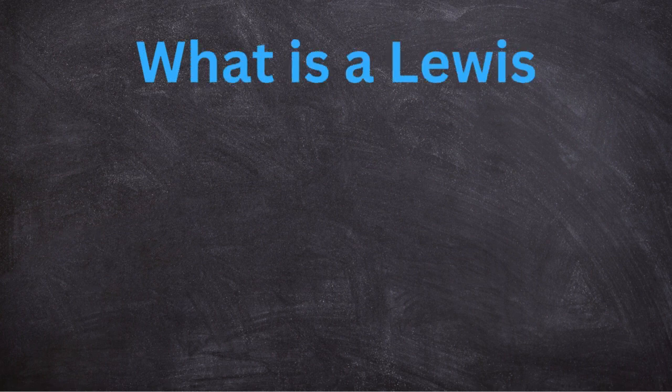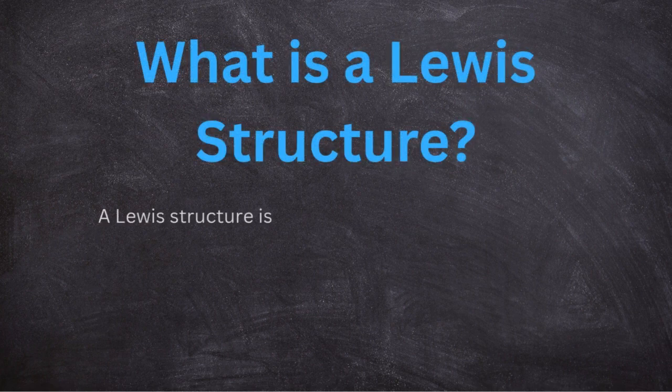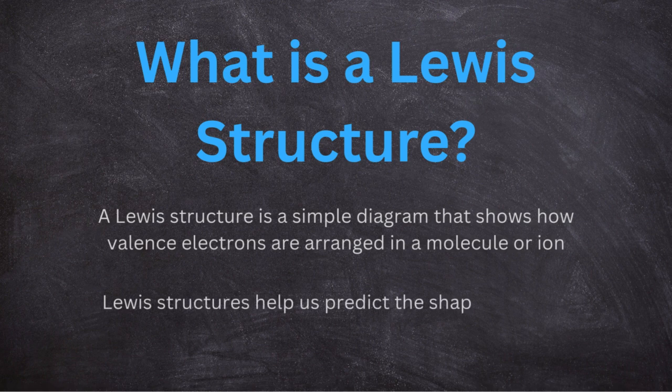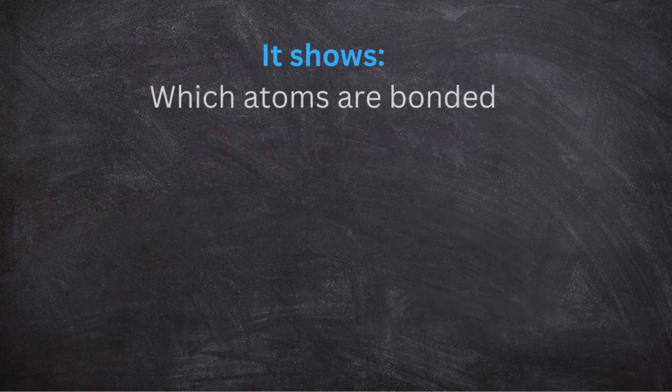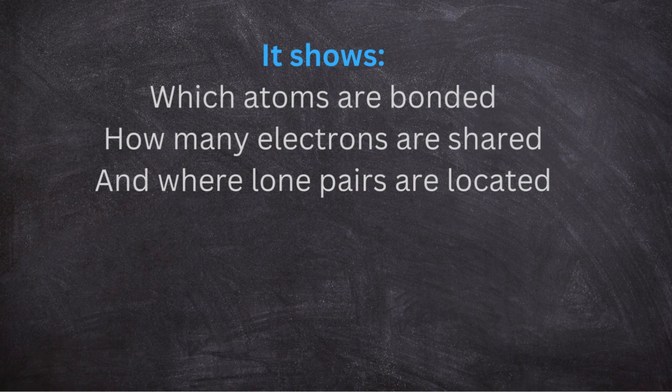First, we are going to define what is a Lewis structure. A Lewis structure is a simple diagram that shows how valence electrons are arranged in a molecule or an ion. They help us predict the shape, stability, and behavior of chemical systems. In general, it shows which atoms are bonded, how many electrons are shared, and where lone pairs are located.